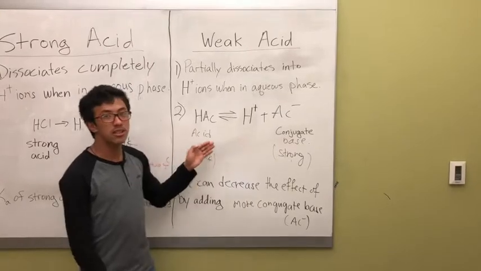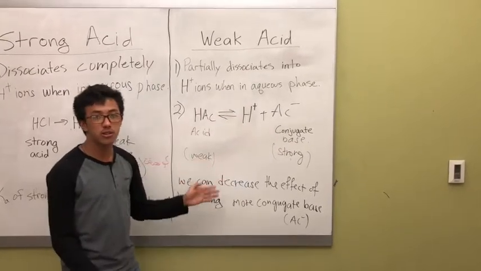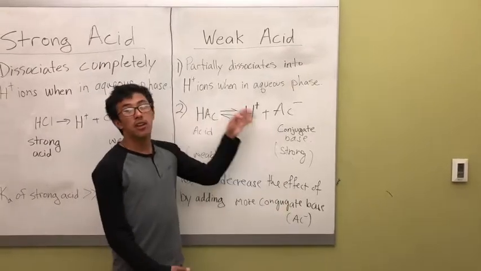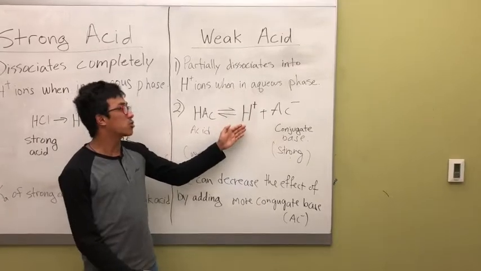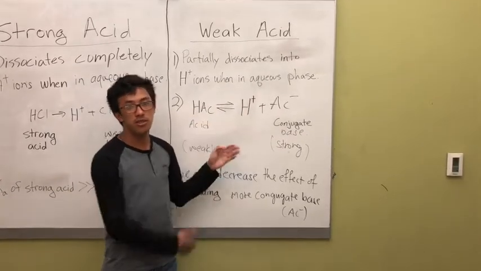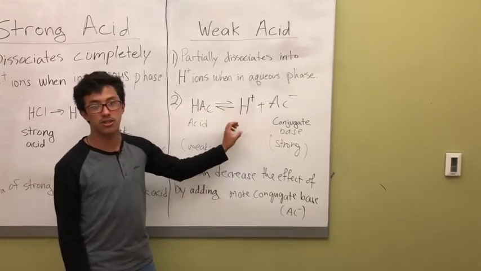You can decrease the hydrogen ion concentration in the solution by adding a buffer solution or by adding a conjugate base, so that it can react with the hydrogen ions, forming more reactant, or reversing the equilibrium reaction, so that we decrease the amount of hydrogen ions in the solution.